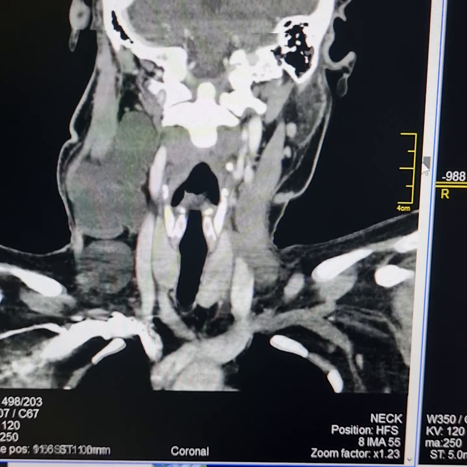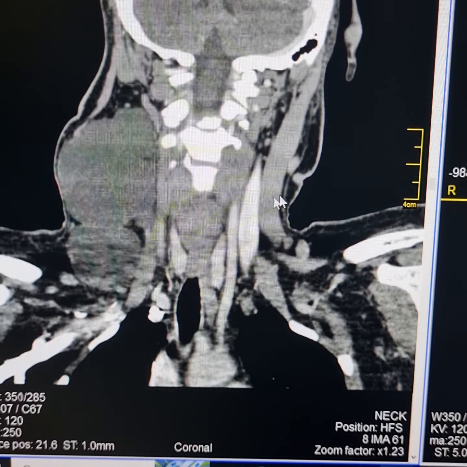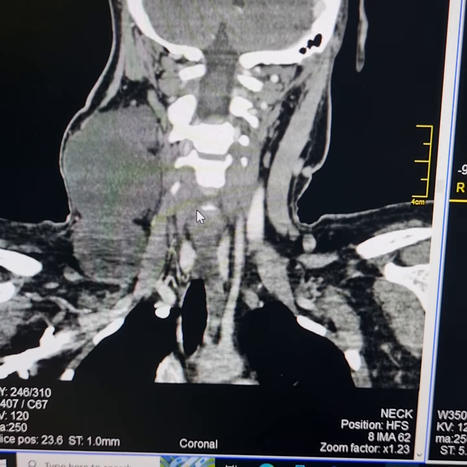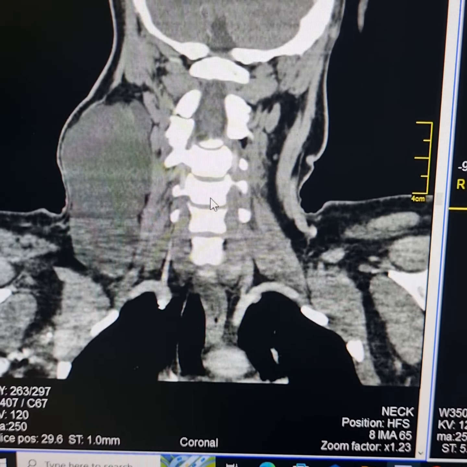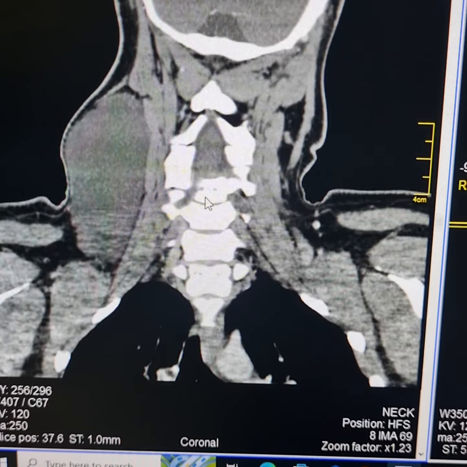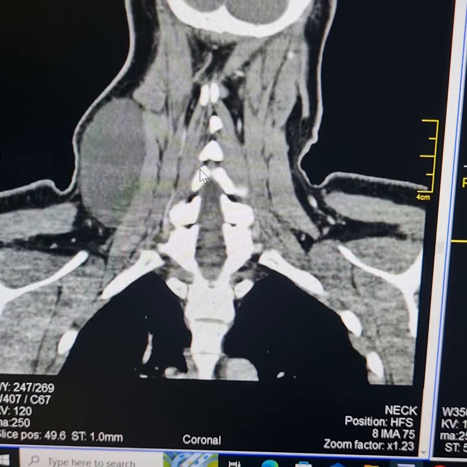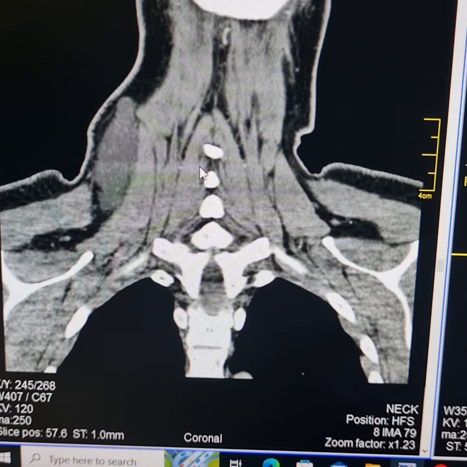Coronal scan, same findings. Please observe the oblong nature of the lymphangioma displacing adjacent muscles and the carotid sheath.